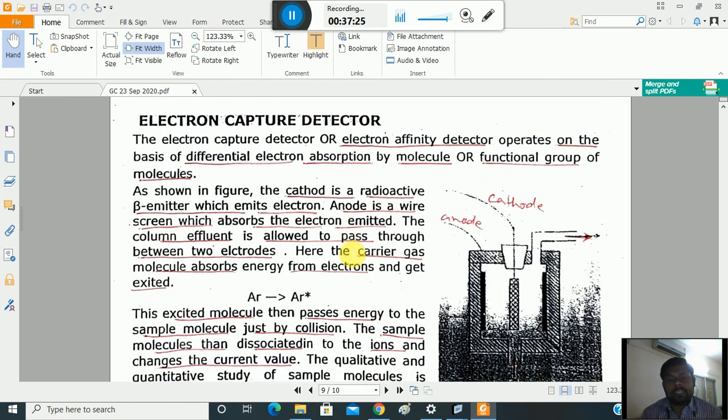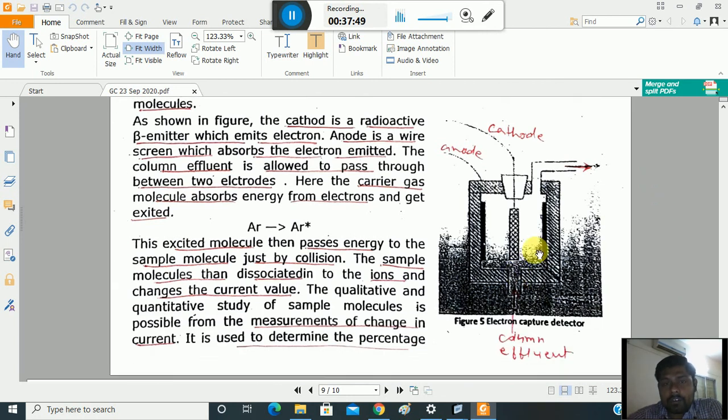Electron capture detector. The electron capture detector, or electron affinity, affinity means attraction. Electron capture or electron attraction affinity detectors operate on the basis of differential electron absorption by a molecule or functional group of a molecule. So, that is a diagram. It is a cathode, that is an anode, then it is a column effluent, that enters here. As shown in the figure, a cathode is a radioactive beta emitter.